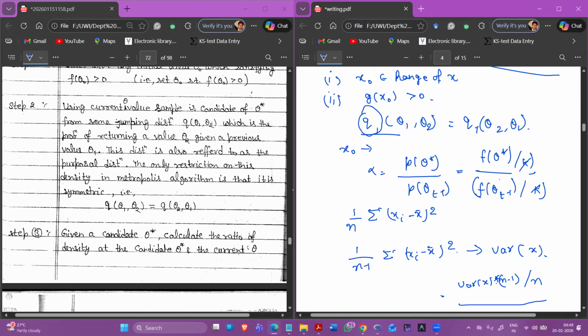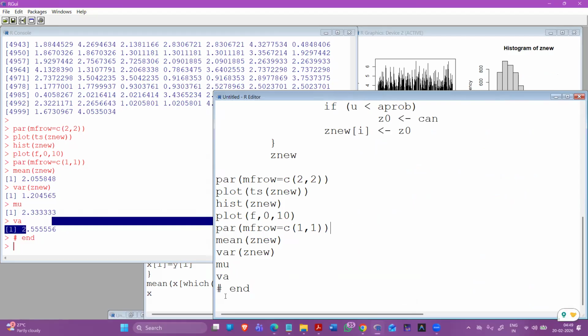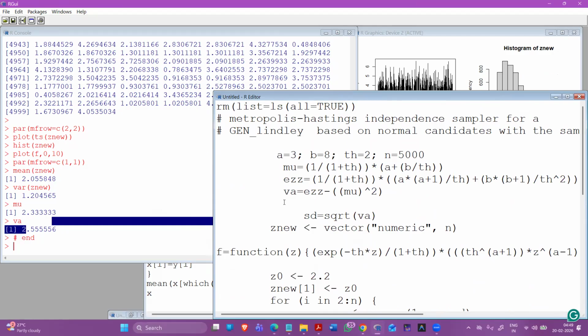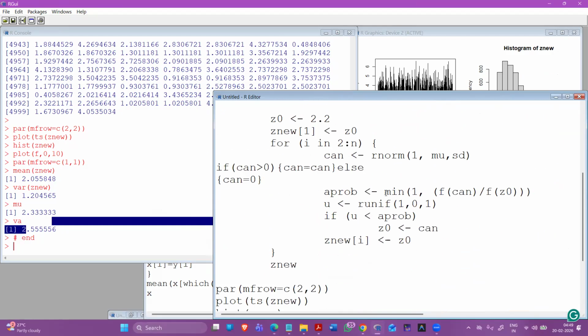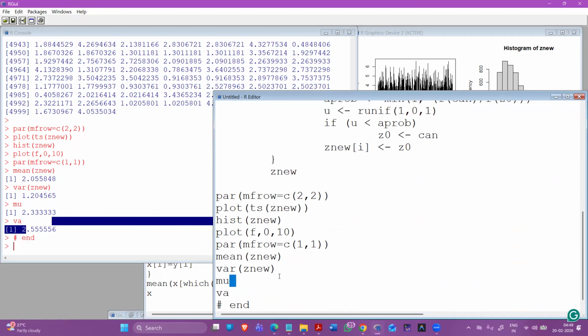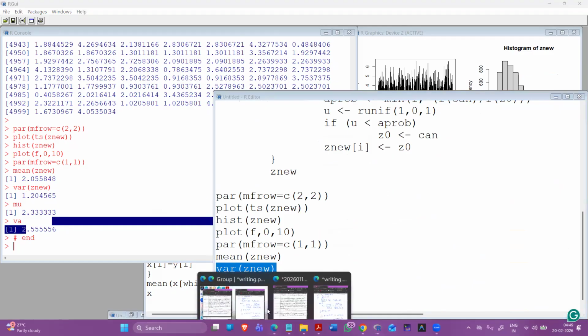Did you know that earlier? VAR. This VA I defined in the beginning is the variance of my generalized Lindley distribution. That is different. So I'm just talking about this one, VAR. My variance is right now 1.20. Here it is 2.55. That is because of this formula.